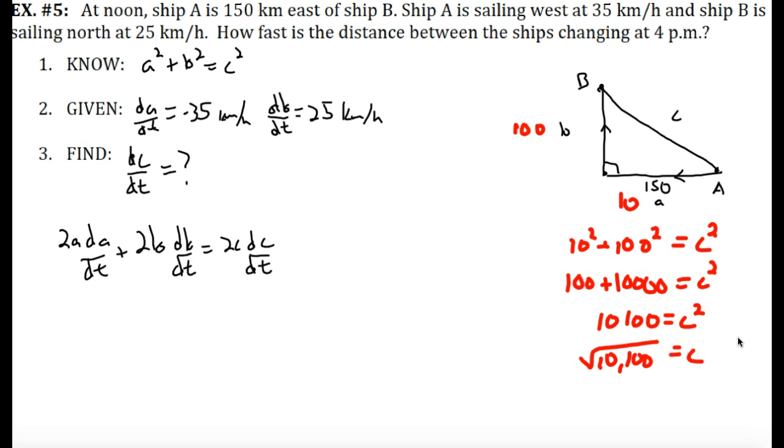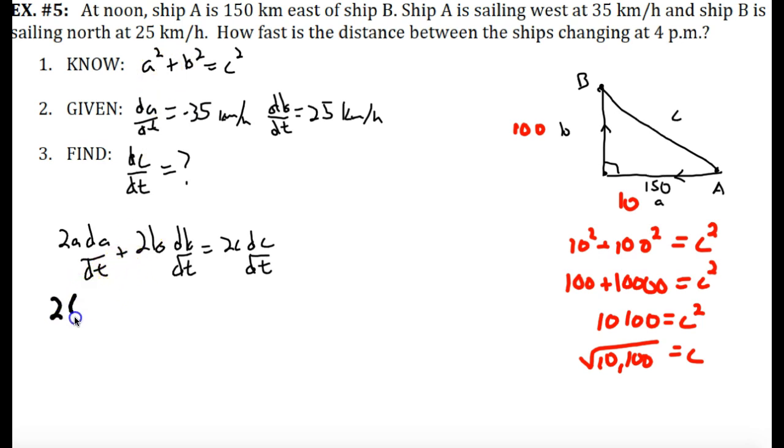Right? And we could simplify that a little bit, but we don't need to. I'm not even going to bother doing that here. So we now have all the information we need. We know A is 10, B is 100, C is the square root of 10,100. So I can plug everything in now.